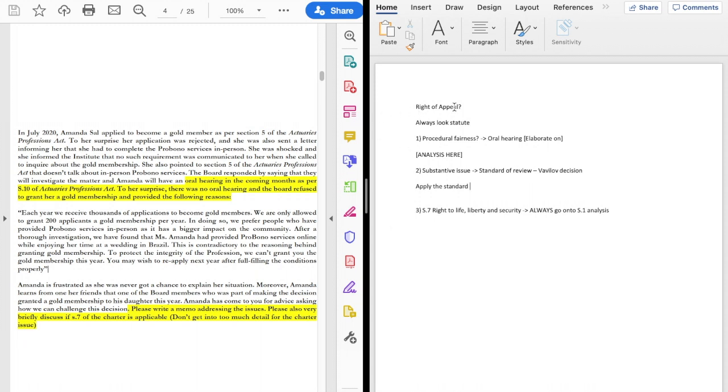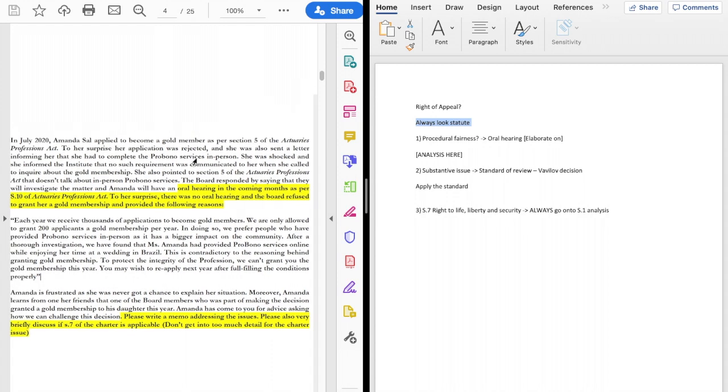But these are some of the things that I would consider: right of appeal. Always look for right of appeal. This shows the examiner that you're able to not just go to what you read, but your concepts are clear in terms of, you have to look back at the statute. So again, always look at the statute. So yeah, I think that this is the overall analysis that you should be looking for.